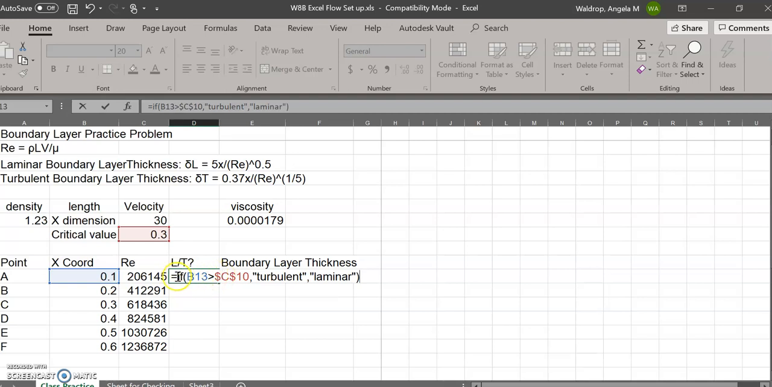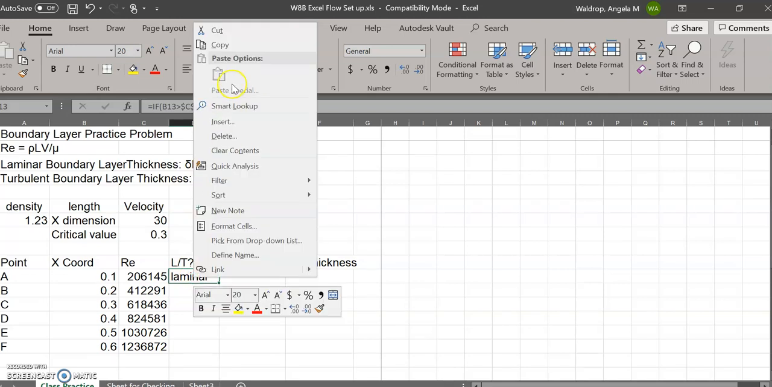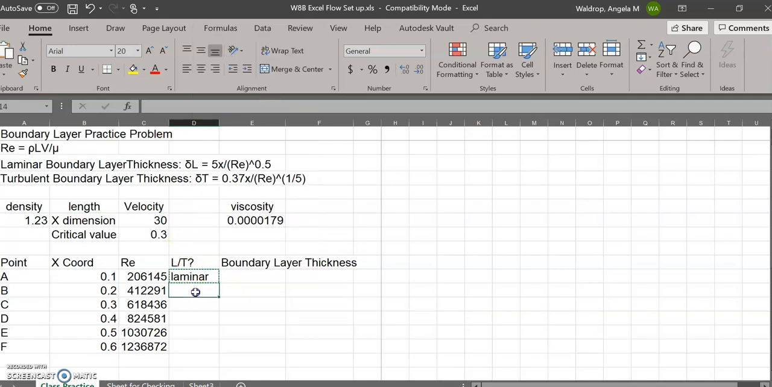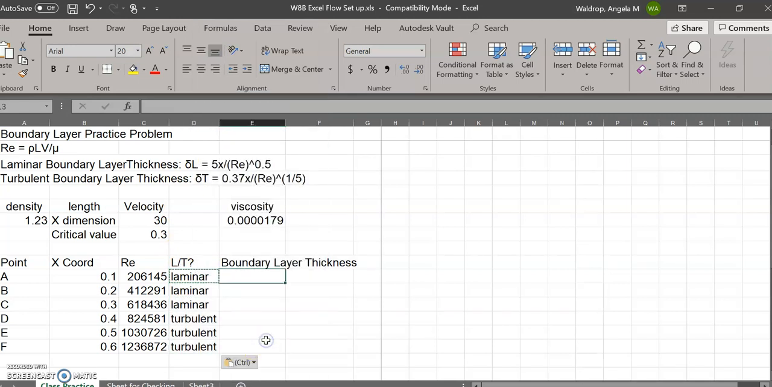So again, I've got my equals if. I've got my test here, and I'm going to make sure I put an absolute reference so that I can copy and paste it all the way down. I'm going to display turbulent if this value is bigger than the 0.3, and it's going to display laminar if it's less than. And there we go. Okay? So that's really good. I'm going to copy this and paste it all the way down. So I only have to do it once, and you can see it does what it's supposed to.